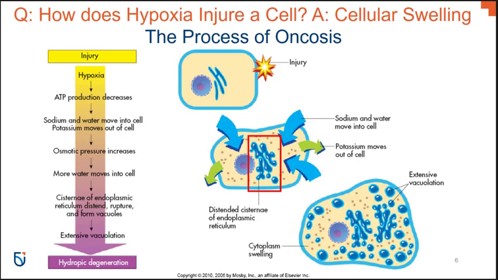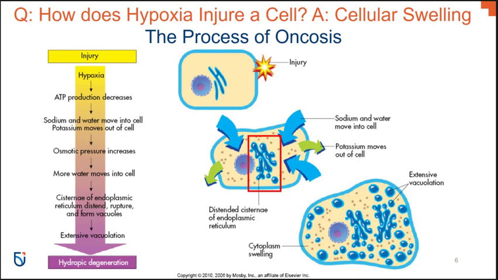So also remember osmosis. Water likes to follow sodium. And so what will happen if you're getting sodium moving into the cell? Well, more water is going to follow. Now, this water accumulation in the cell is going to cause the cisternae of the endoplasmic reticulum to distend. And as they distend, here it's showing you distended cisternae of the endoplasmic reticulum.